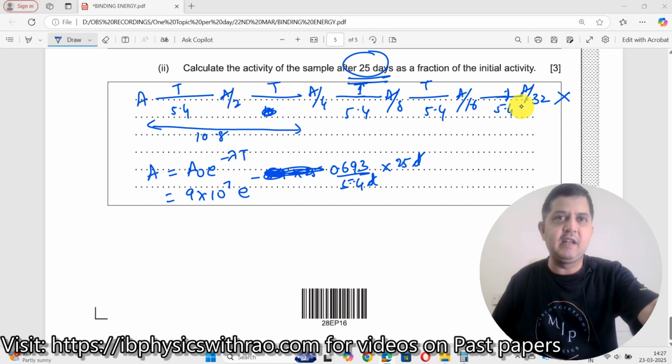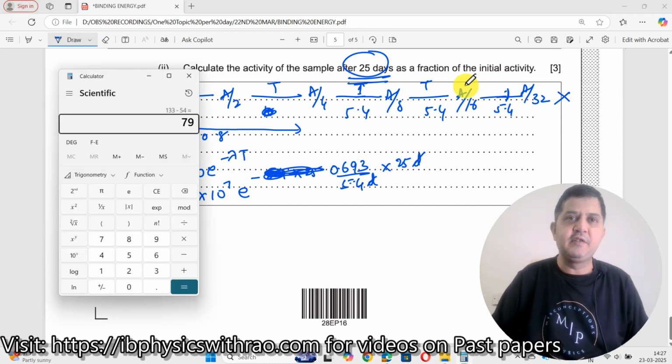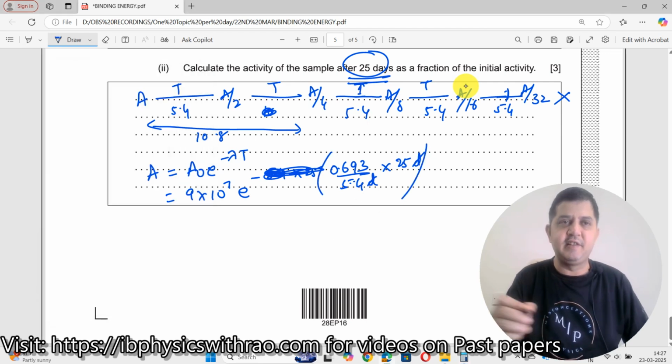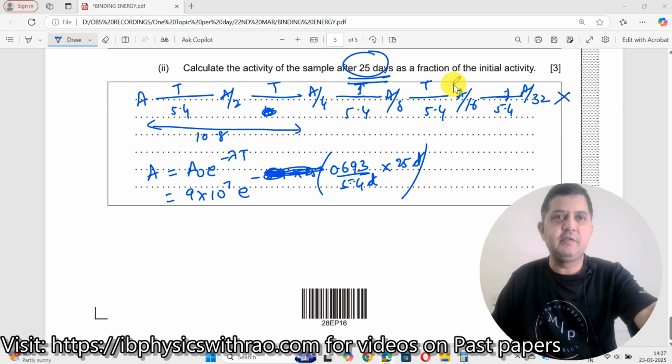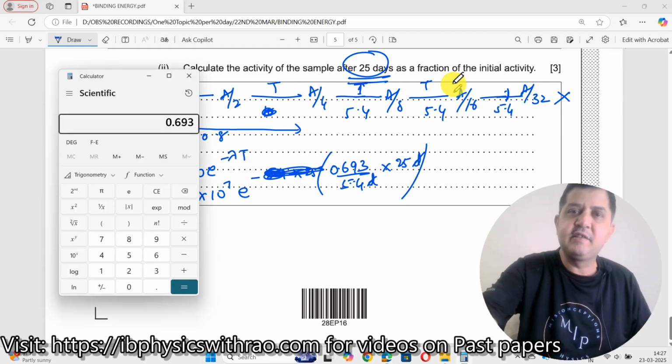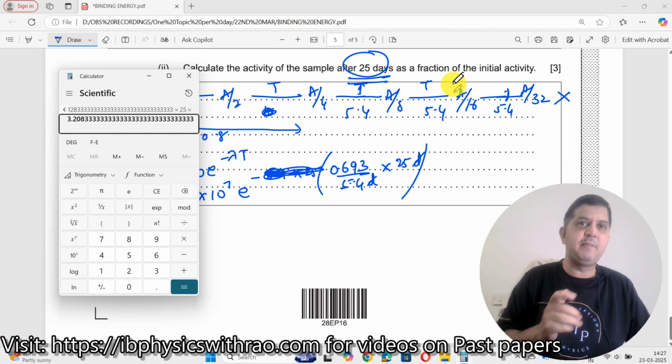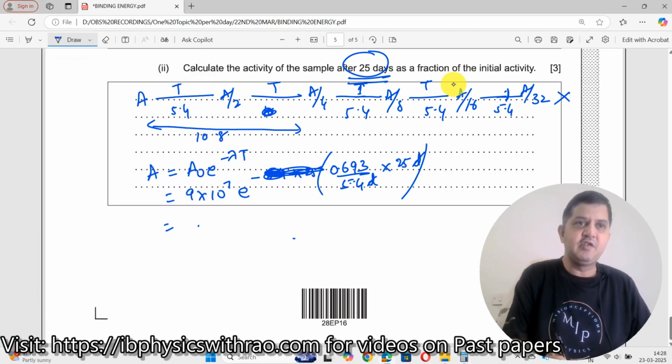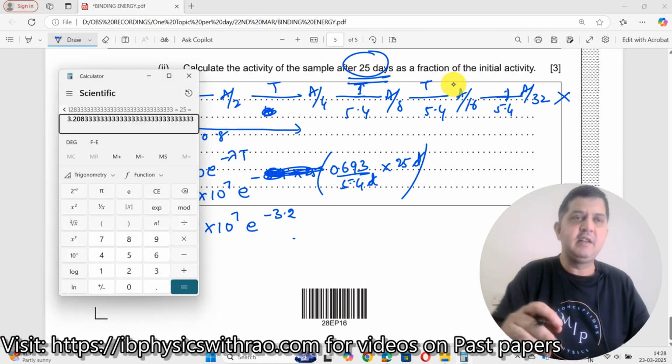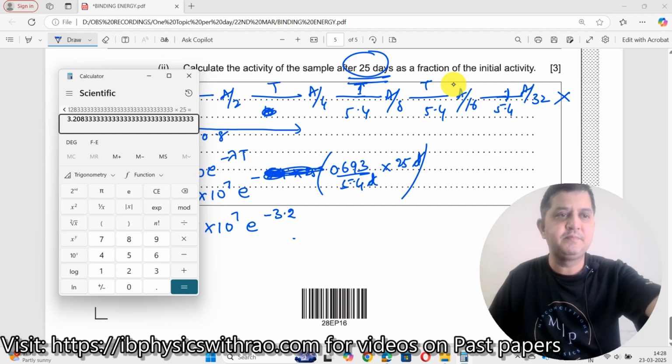Now let me use my calculator to find out what this value is. First let us calculate what is there in this region. So 0.693 divided by 5.4 is equal to so much, multiplied by 25. I get minus 3.2. Let me write it down. It should be 9 into 10 to the power of 7 e to the power of minus 3.2. When I do this, what do I get here? E to the power of minus 3.2, I want.